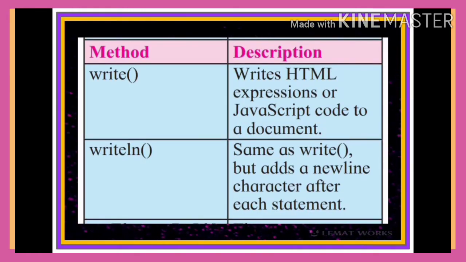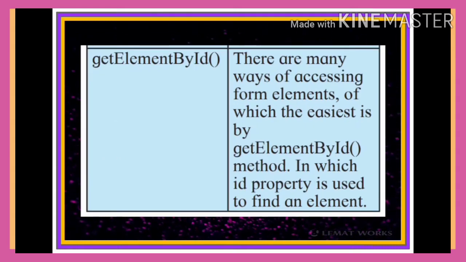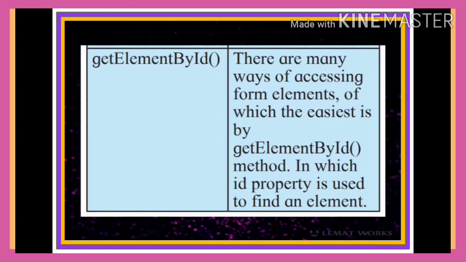Now methods of document object. The figure shows 2 methods, write method and writeln method. Write method writes HTML expressions or JavaScript code to a document. Writeln method is just the same as write method but adds a new line character after each statement. And the last important method of document object is getElementById method.